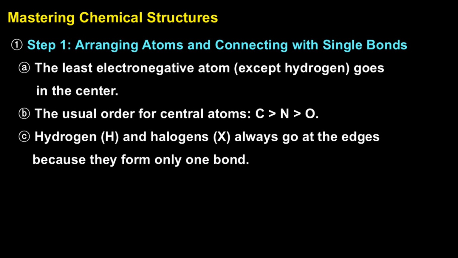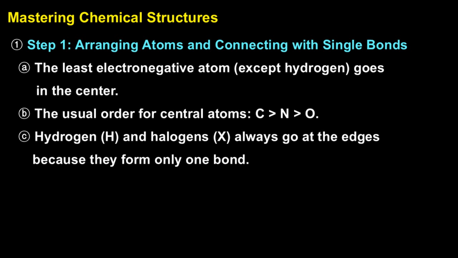First, we need to figure out where each atom should go in the structure. Most of the time, we can figure this out just by looking at the molecular formula. But when we're dealing with more complex molecules, there are a few general rules that help us make the right call. A great place to start is by identifying the least electronegative atom, except for hydrogen. That atom usually goes in the center of the structure because it can form more bonds compared to the others.